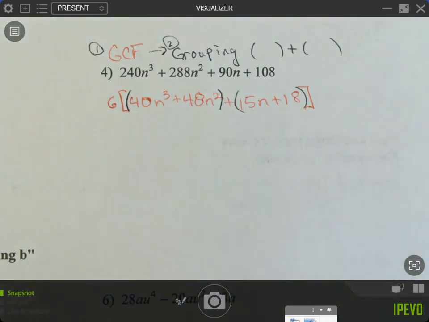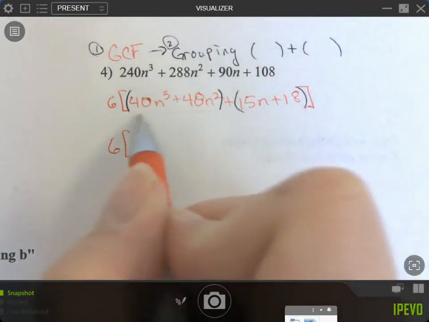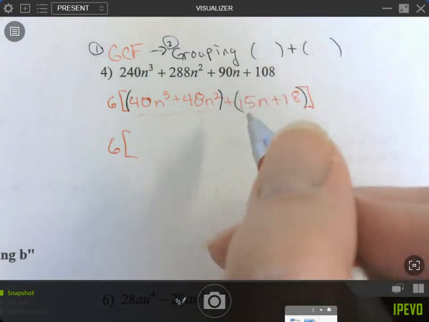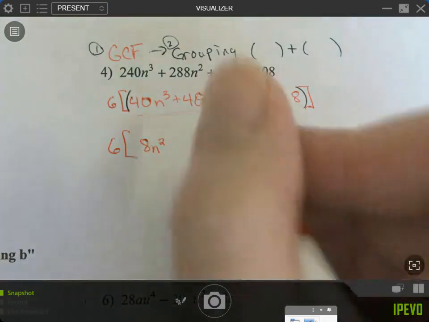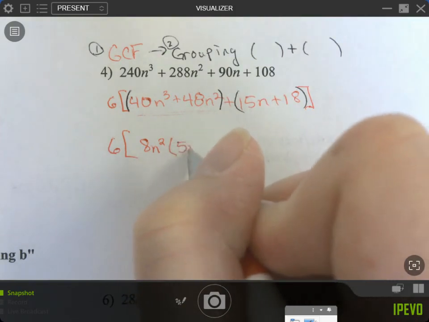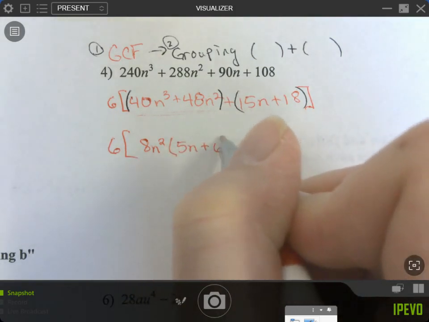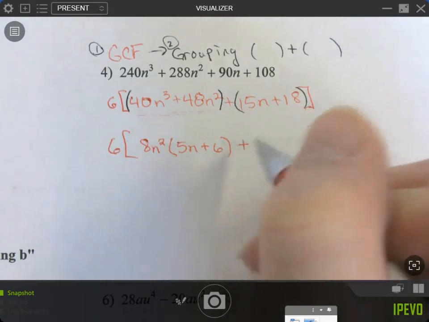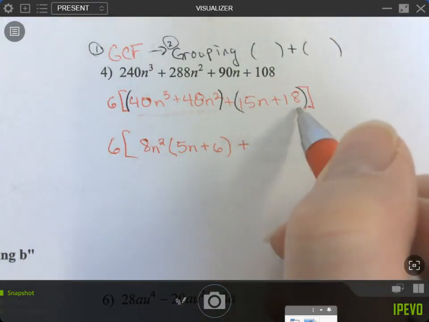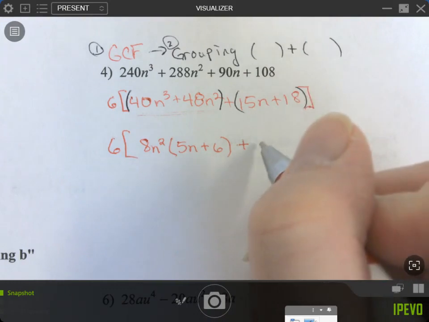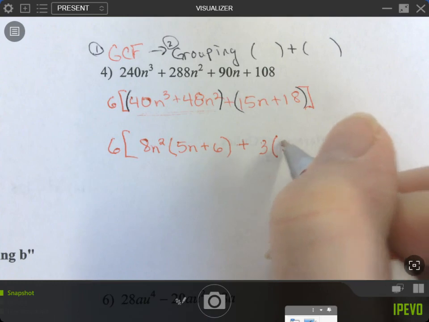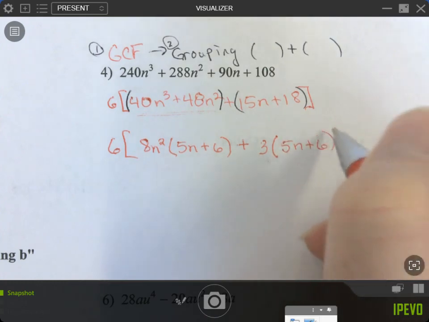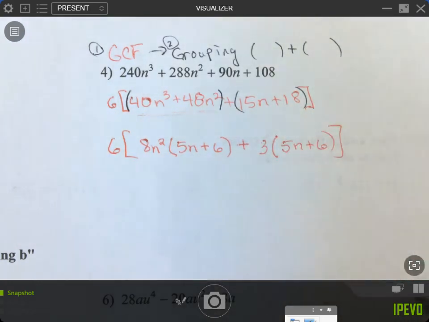At this point, I'm going to keep my 6 in my bracket. And within here, my GCF here is going to be 8n squared. And once I take out that 8n squared, what's left is 5n plus 6. All right, then I bring down my plus sign, and my GCF of these two, just a basic GCF, is going to be 3. Just a 3, and divide by 3, I'm left with 5n again plus 6. So I'm really just doing reverse distribution to get back here.